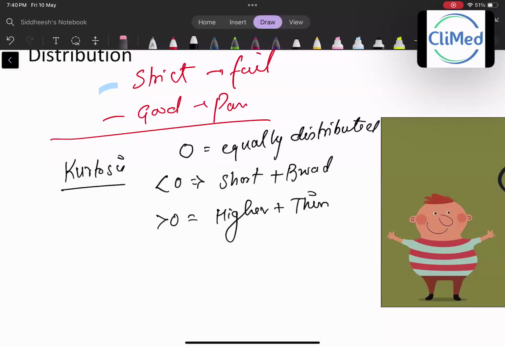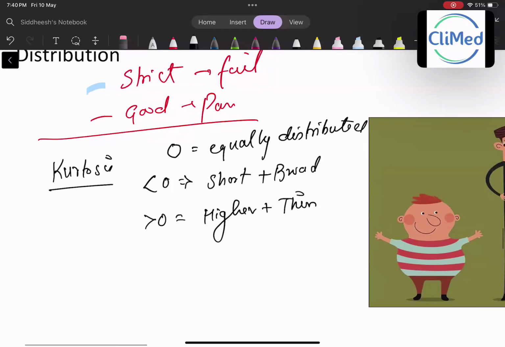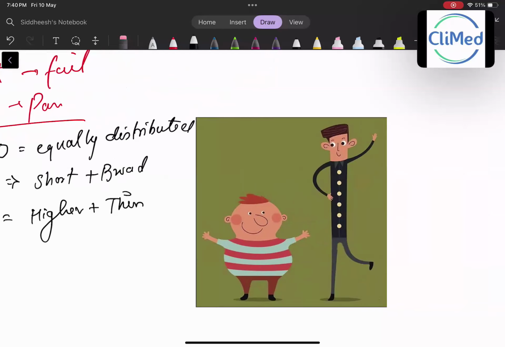Kurtosis is a very strict teacher. He follows the cutoff of 0. So if you are getting 0, that means you are equally distributed. If you are getting less than 0, that means you are short and broad. If you are more than 0, then you are higher and thin. So how to remember this part? Remember with this diagram. Correct?